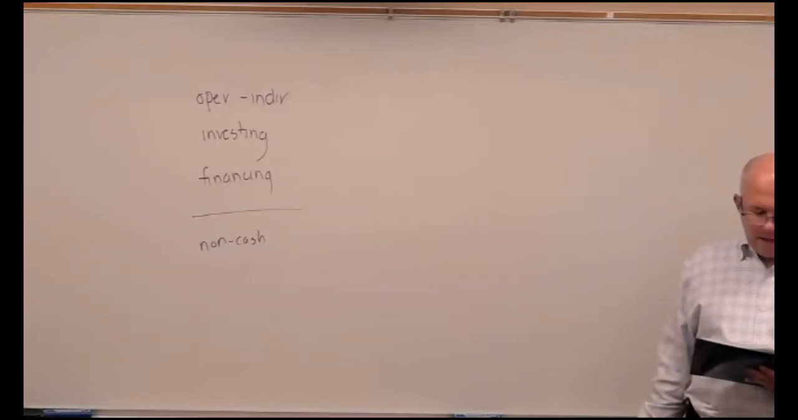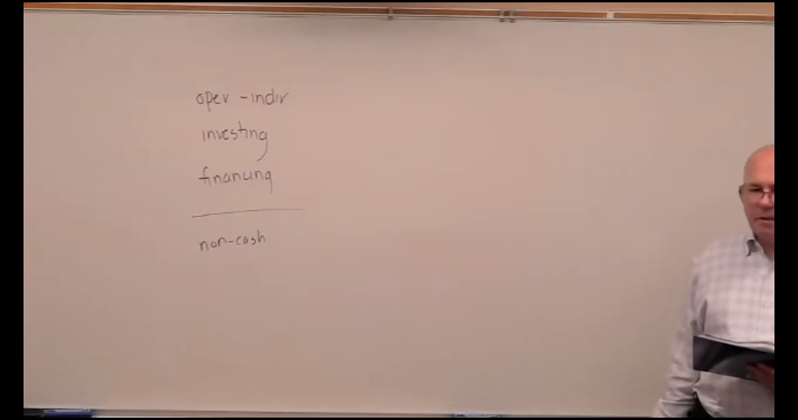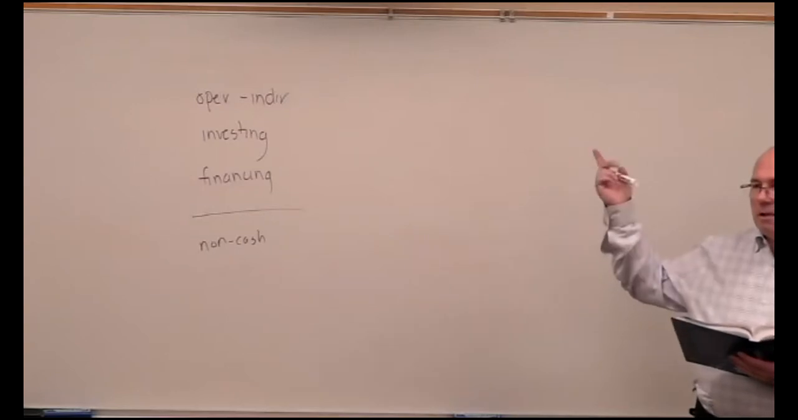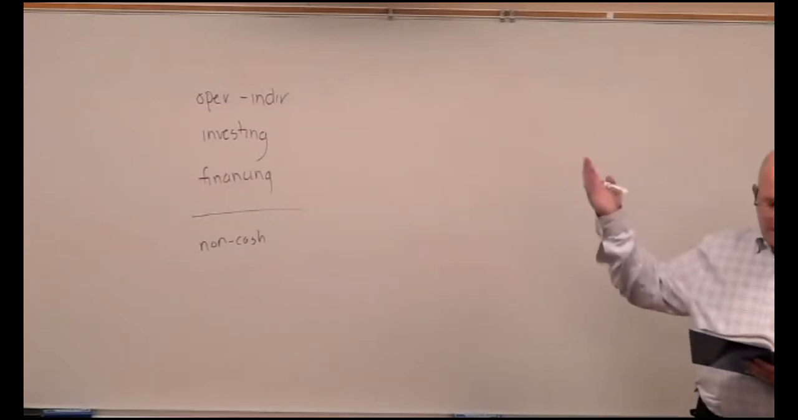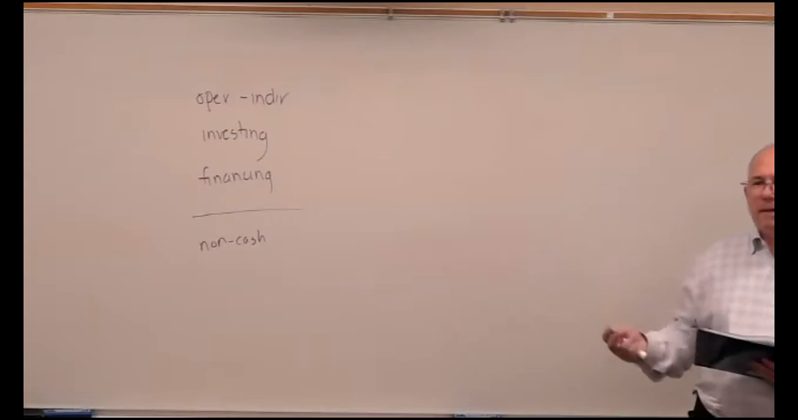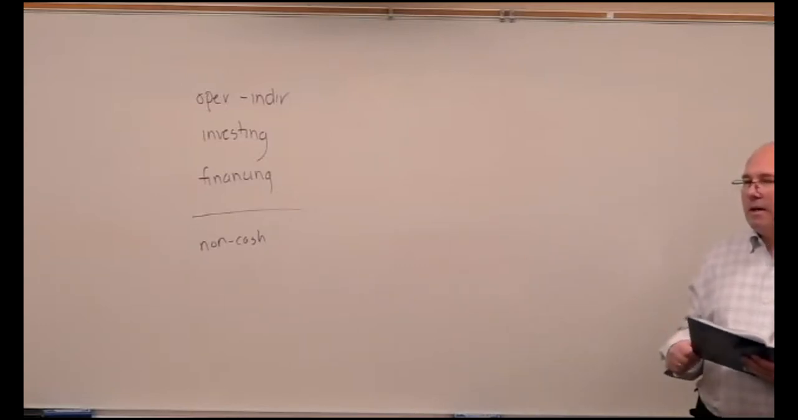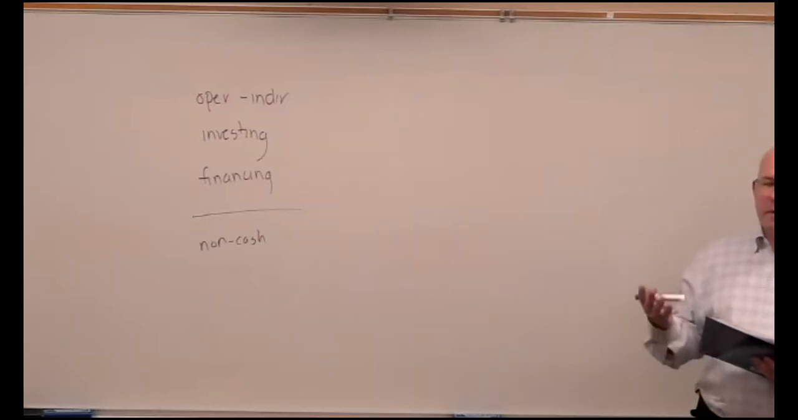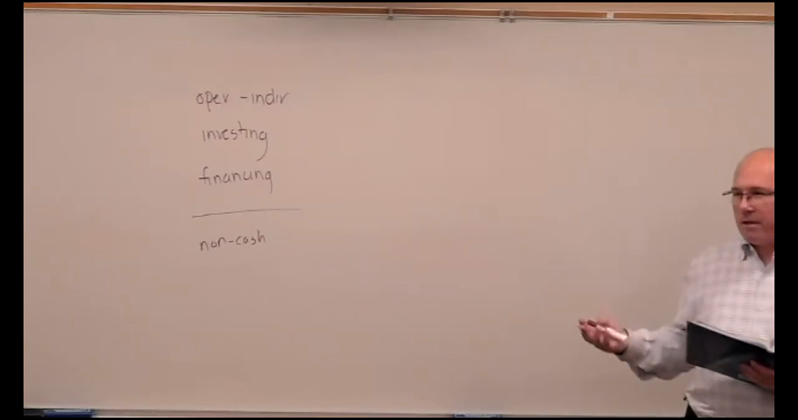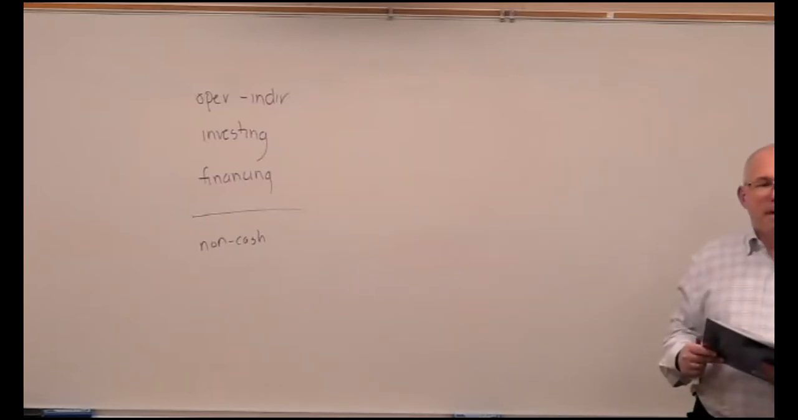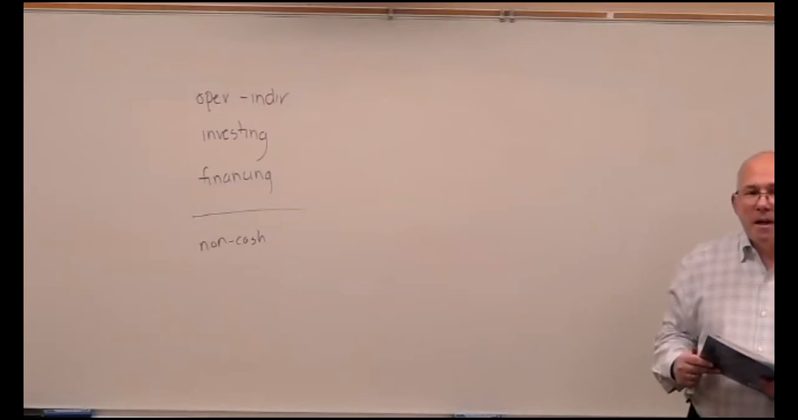Paid 75,000 to suppliers for inventory. Operating. It wasn't sold, so it's not cost of goods sold. Cash used for inventory. Inventory probably went up, so it'd be increase in inventory, 75,000, negative effect on cash. It's going to be in operating.